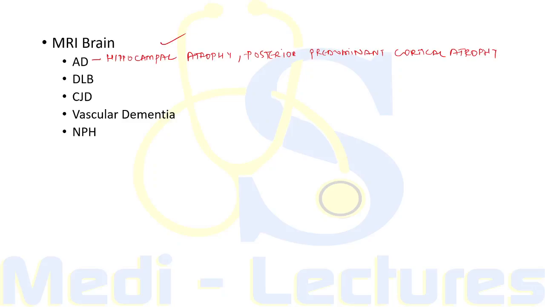Since the first part which is involved is entorhinal cortex followed by hippocampus, hippocampal atrophy is characteristic of Alzheimer's disease. Also, there will be posterior predominant cortical atrophy. In dementia with Lewy bodies, amygdala is involved more than hippocampus.